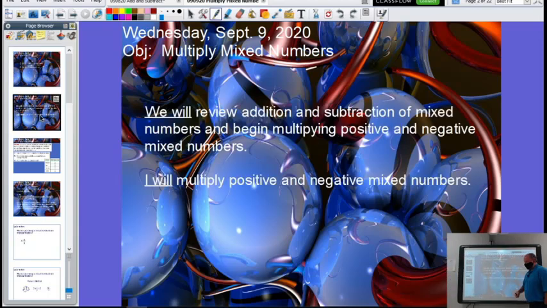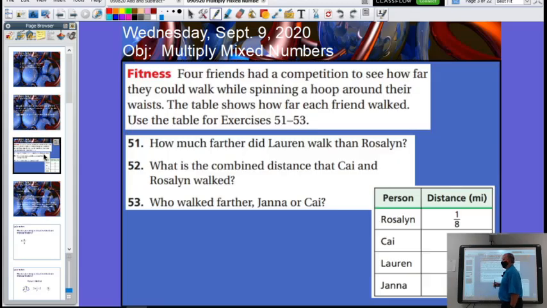By the end of this lesson, you should be able to do a couple things. The first thing is you should be able to hopefully multiply positive and negative mixed numbers. But if we don't get to that during the first day, we will certainly get to that during the second day.